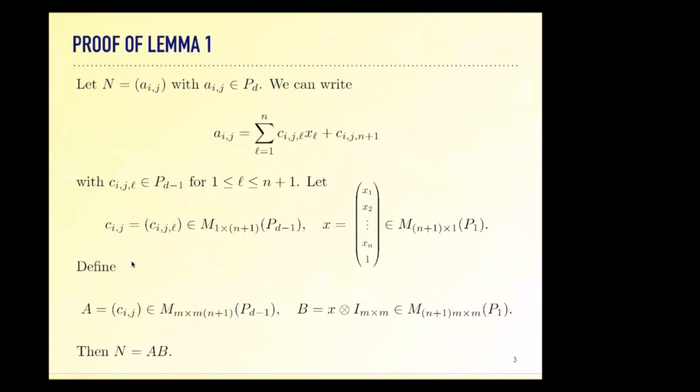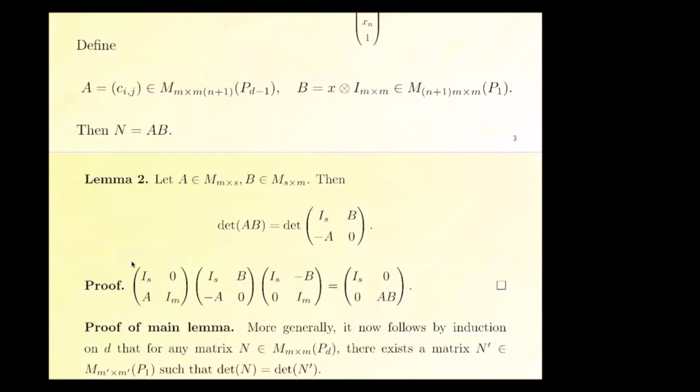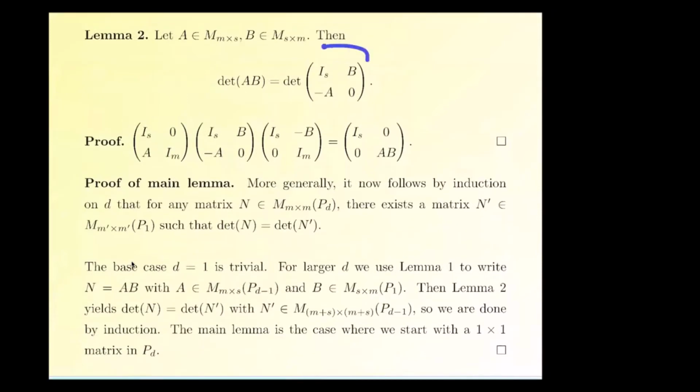And so in this way, I've started with the matrix of coefficients of degree D, but now I've written it, by combining the two lemmas, as the determinant of a matrix where the coefficients all have degree at most D minus 1. So then you can continue this process until you get down to degree 1, and then you've written your polynomial as a determinant of a matrix where all the coefficients have degree 1. So once you have this second lemma in hand.